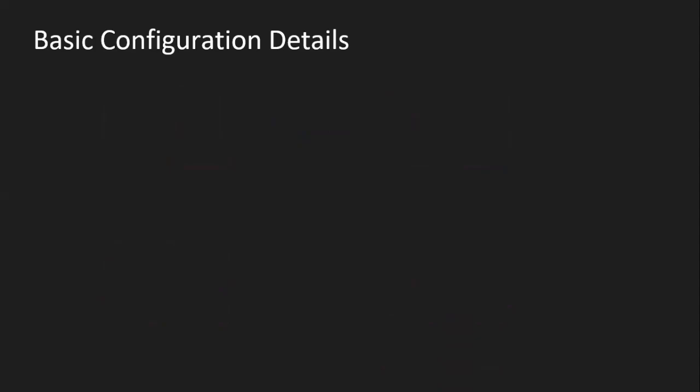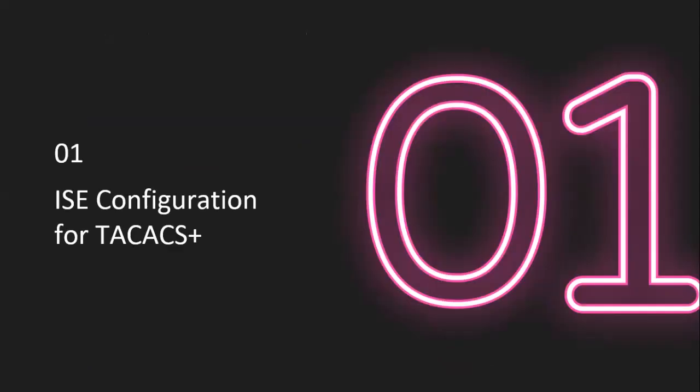Before I get started, the basic configuration which I have used in my environment is: the F5 management IP address, which I have set to 10.1.1.51. The ISE IP address, which I'm going to use for authentication, is 10.1.1.1. And this is the TACACS secret key, which I'm going to set up on my ISE as well as F5. Let's get started.